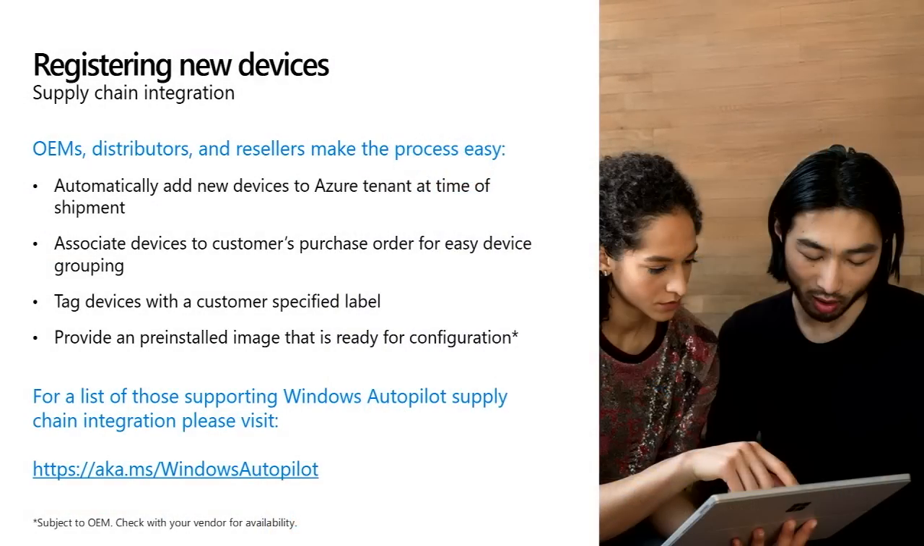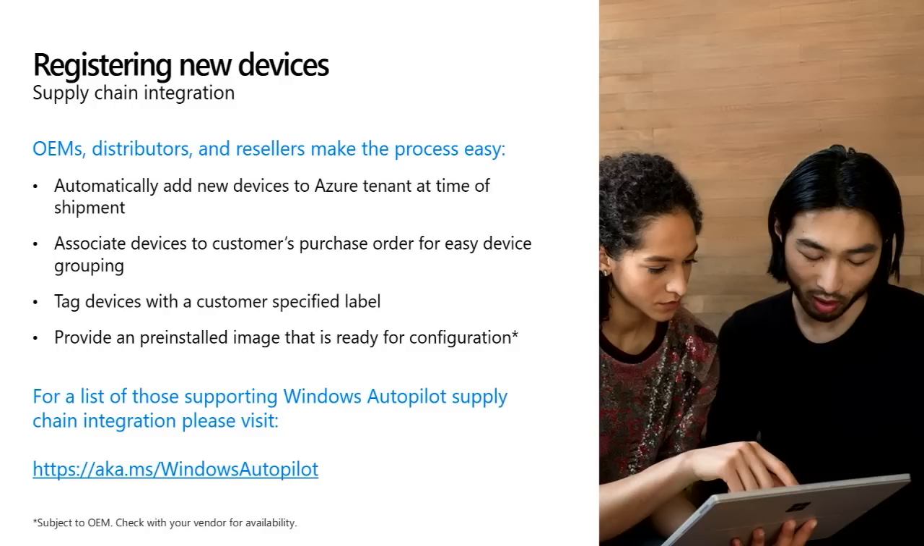And so what happens here is an OEM, prior to shipping out the device, will go ahead and add that device into your tenant. They could tag that device with a specified label. So if you'd like to say that these 100 devices are going to location 1 in Amsterdam versus location 2 in Amsterdam, you can tag those devices that way so that you can see the difference when you look at your flat list of devices in Azure or Intune.